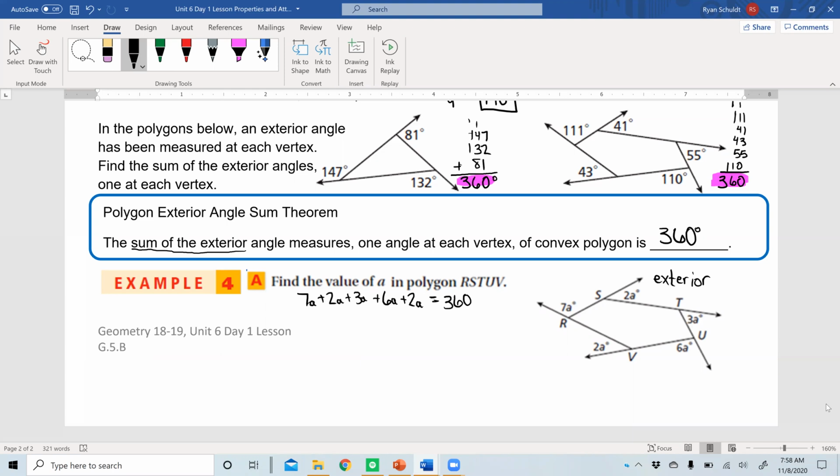So total, that gets us 20A equals 360. Divide by 20. And you get A equals 18.